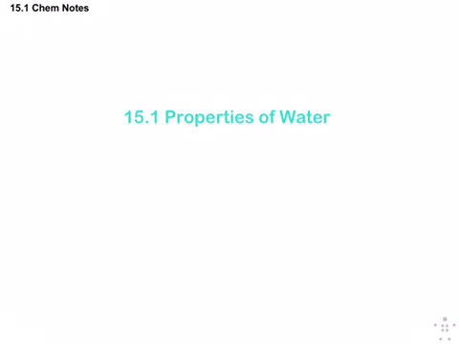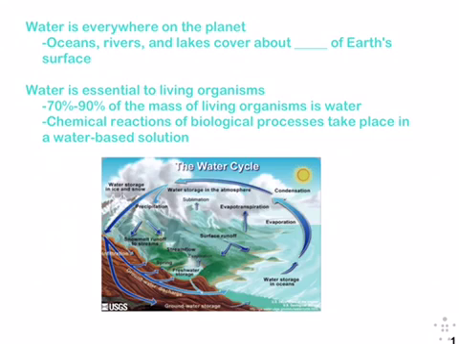So, water. It is wet. Yep. So, water is everywhere on the planet. Oceans, rivers, and lakes cover about 75% of Earth's surface. Water is essential to living organisms. 70 to 90% of the mass of a living organism is water.